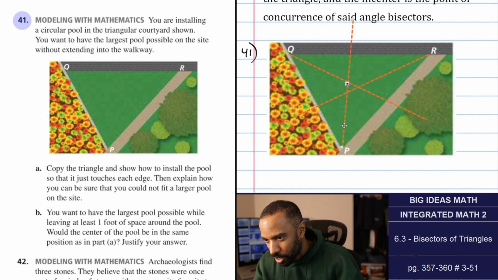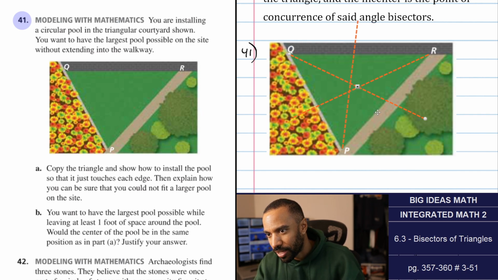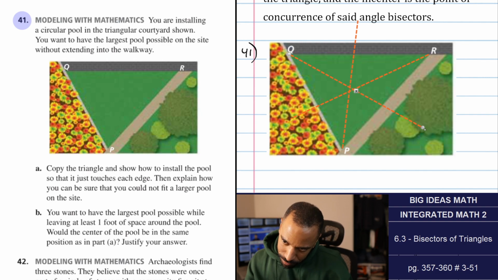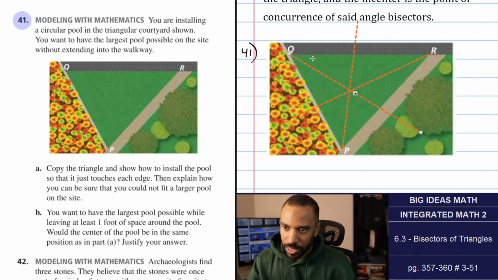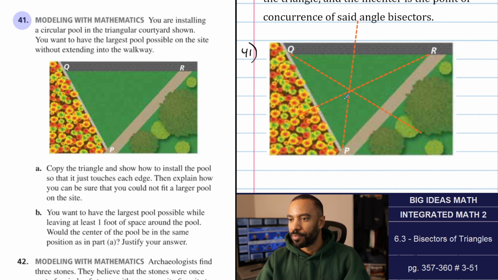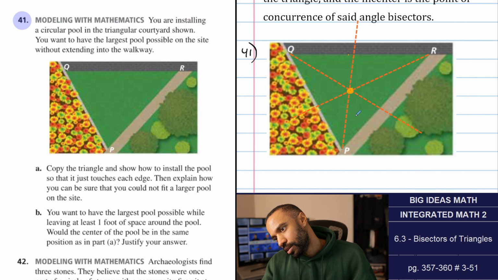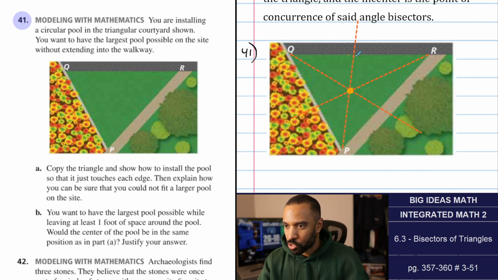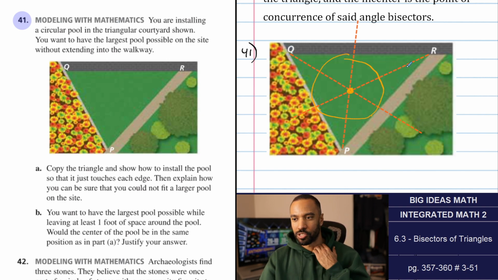I don't know if I can do angle bisectors by eye at all. It would probably be closer to like that. Yeah, let's say it's kind of closer to that. Okay, so maybe that's my in-center, right? So there's an in-center, and then the pool, the perpendicular distances are probably those, right there. And then you build a circle around that. And then there's the pool around that in-center like that.